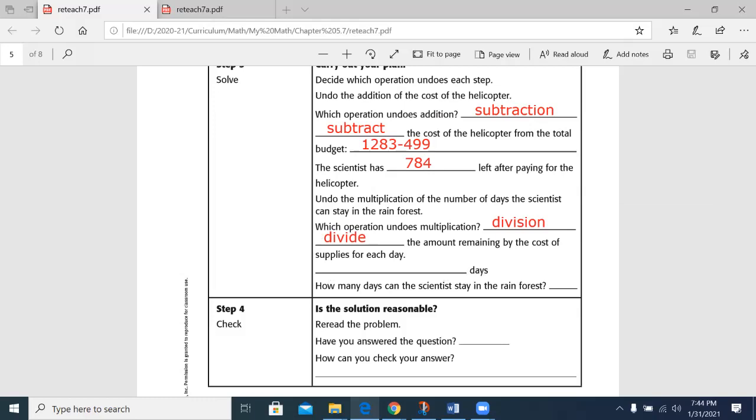And that's $112 per day. And once I divide 784 divided by 112, 7 days. And it makes sense. I could check my work. 7 times 112 is 784, plus 499 is 1283. So I've checked it. Just remember that you take the operations and go backward. And that's how you'll best solve these problems.